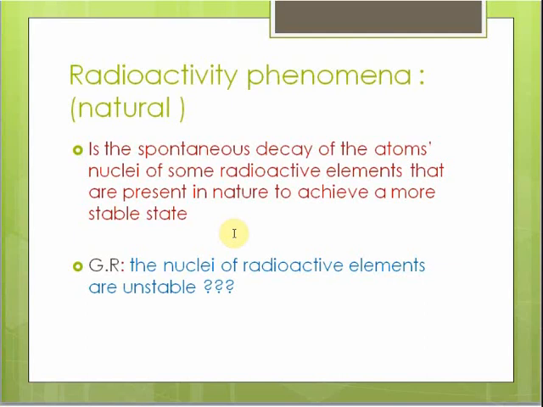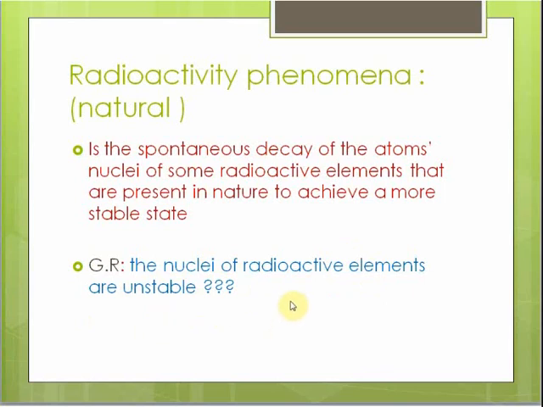So this radioactivity phenomenon is natural radioactivity. We have two types of radioactivity: natural radioactivity and artificial radioactivity. Now we study the natural radioactivity, which explains the radioactivity phenomenon. The radioactivity phenomenon is the spontaneous decay of the atom nuclei of some radioactive elements present in nature to achieve a more stable state. So why are the nuclei of the radioactive elements unstable?